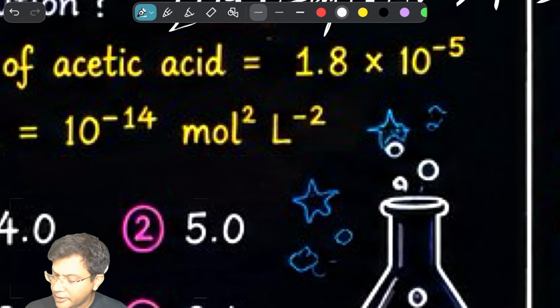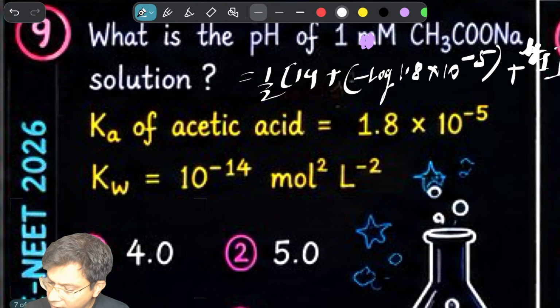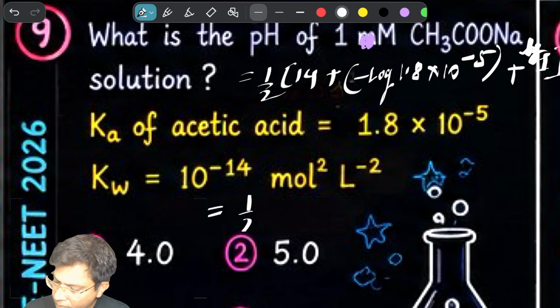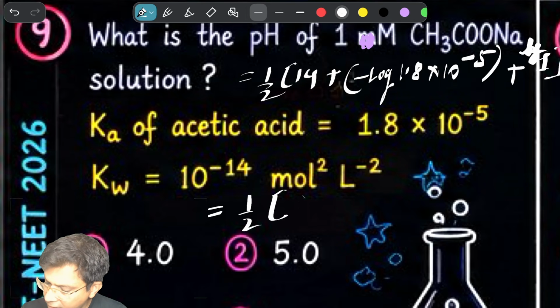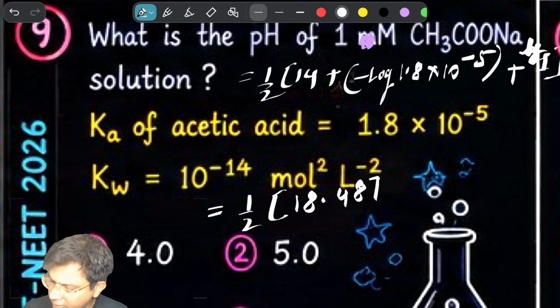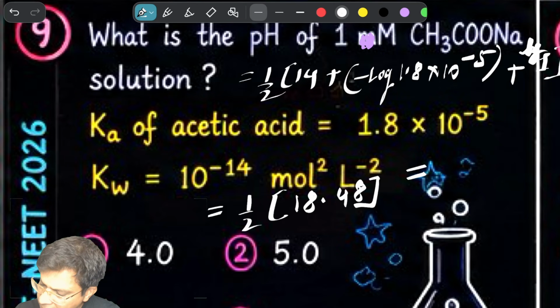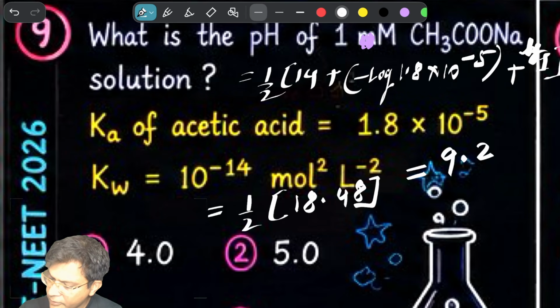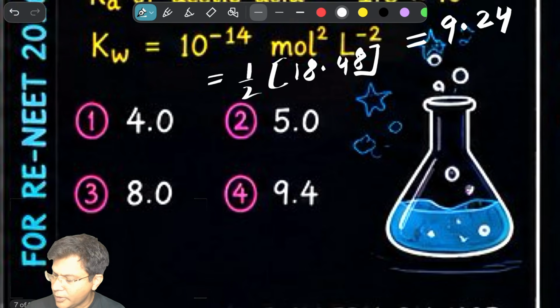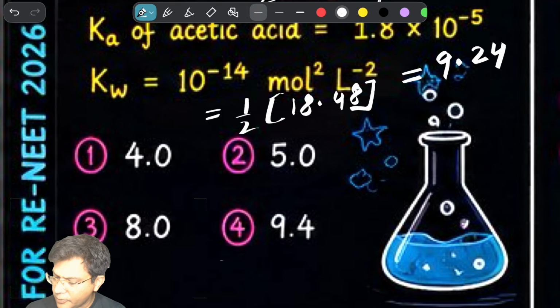So half of 14 is 7. So let me add 14 plus 4.74, that is 18.74. Half of 18 is 9, and half of 0.48 is 0.24. So 9.24. So the nearest answer is 9.4.